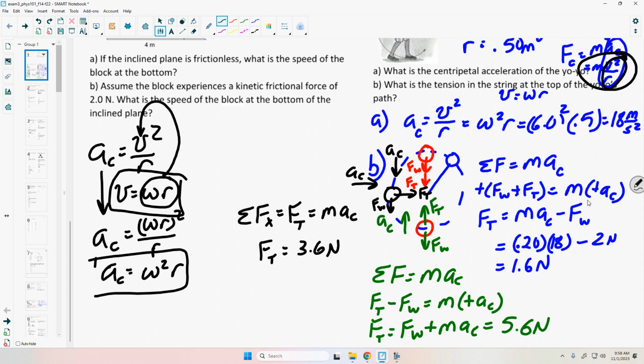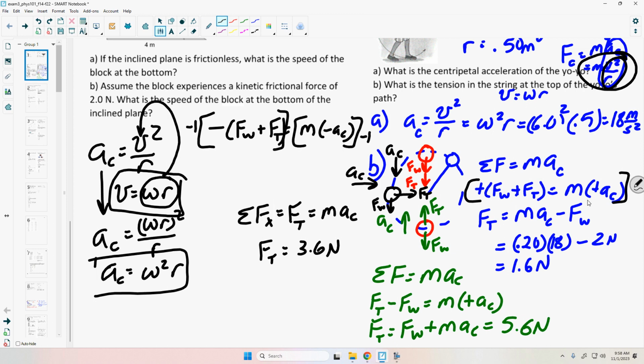Joey: For the one in blue, I saw that it started as a negative FW plus FT equals M times negative AC. How did you get it to turn into the positive? Oh, I multiplied both sides by -1. Let me rewrite that. So I had negative FW plus FT is equal to M times negative AC. That was what was right here. But if I multiply both sides by -1, it gets rid of those negative signs.